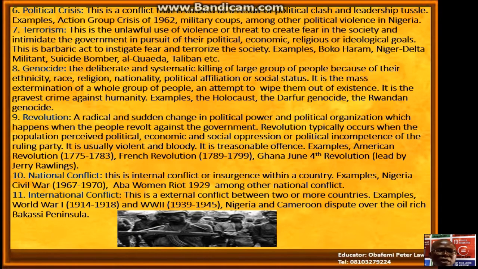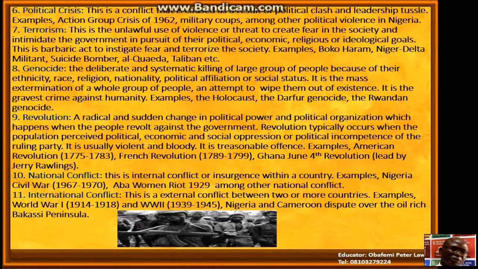For example, a politician, if he discovers that he doesn't have an upper hand in one region, he will cause havoc in that region so that the vote of that region will not count. And this will give him an edge in other regions that are peaceful. So terrorism is barbaric and it is a crime against humanity. So for example, we have the Boko Haram, we have the Niger Delta militants, we have the suicide bomber, Al-Qaeda, Taliban are good examples of terrorist groups that we have in our society today.